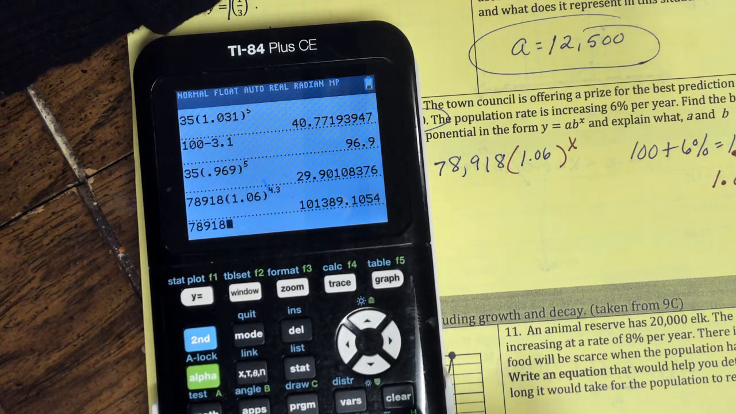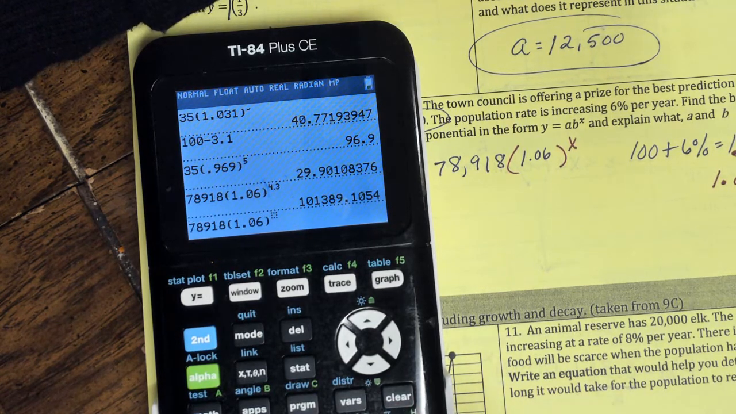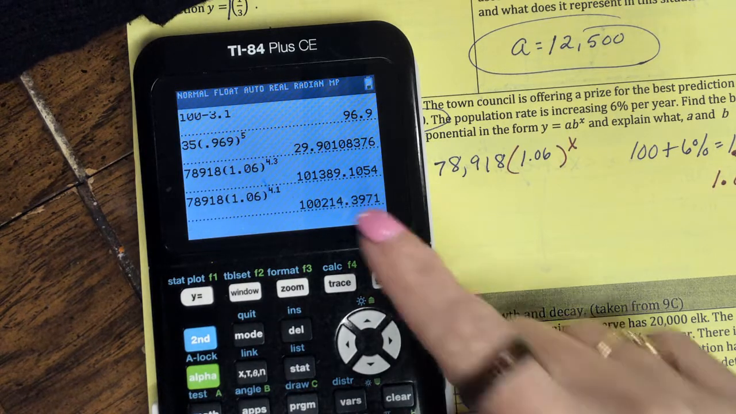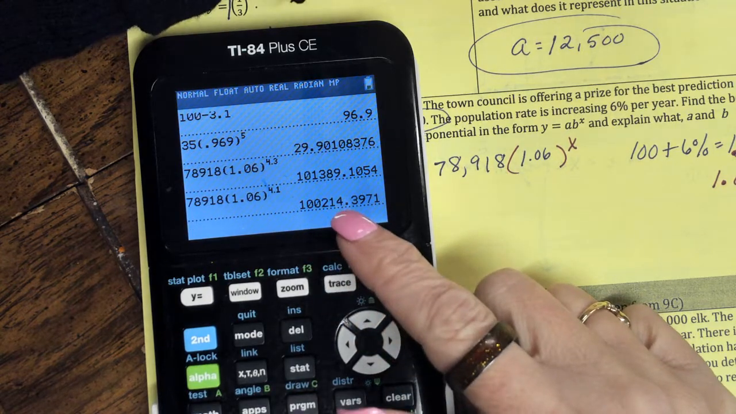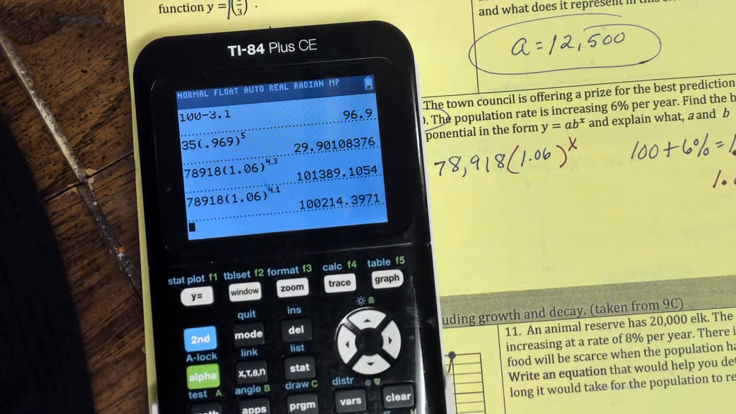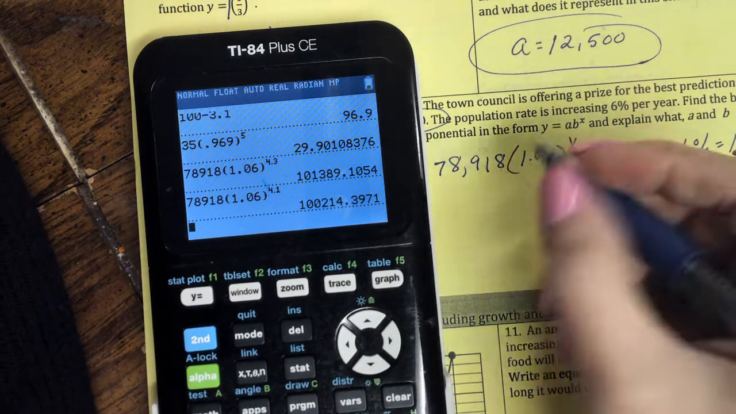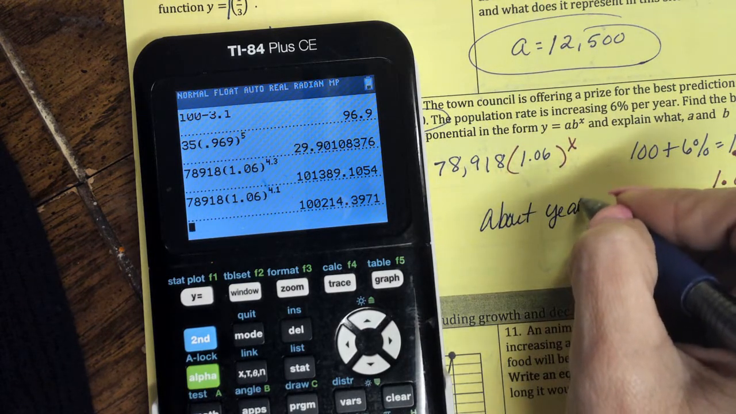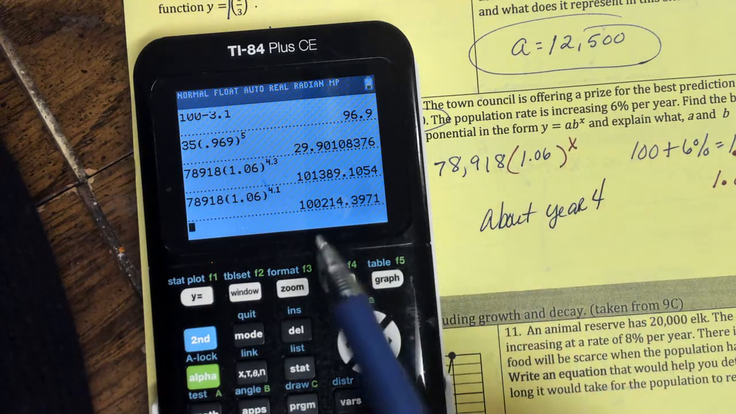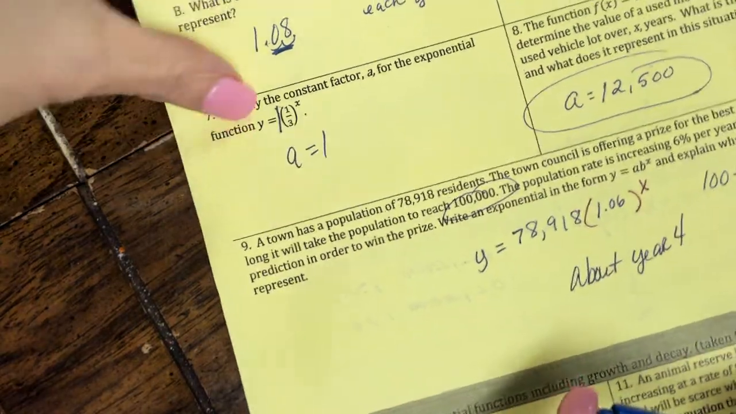78,918, parenthesis 1.06, house top. Let's do 4.1. Looky there. Right, it is almost at 4, isn't it? 4.1, maybe somewhere right around in there. It's going to be that 100,000. So I'm going to say about year 4. If you wanted to get real precise, I might say 4.1. But 4 works. All right.